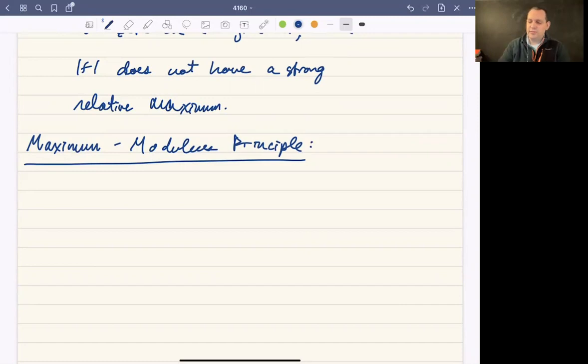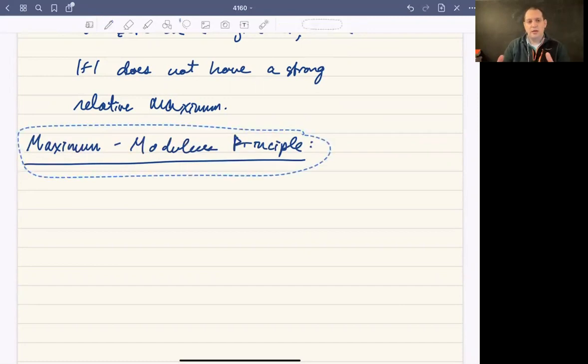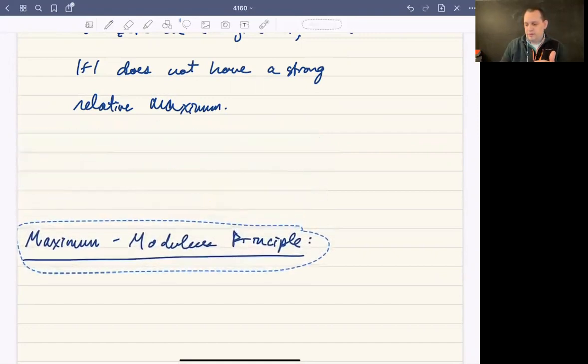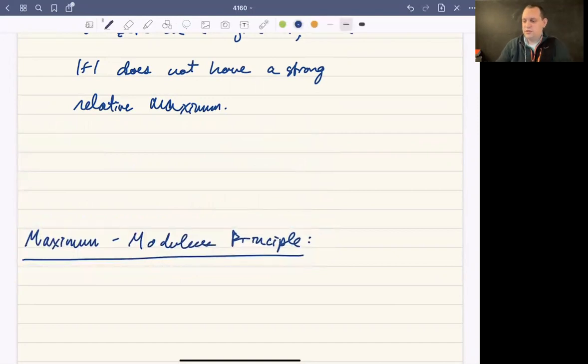Okay, so actually let me take one step back before I talk about the maximum modulus principle. There's one thing, and this is related to a homework problem that I gave you, but there's one thing that we need to talk about, and that's the extreme value theorem.